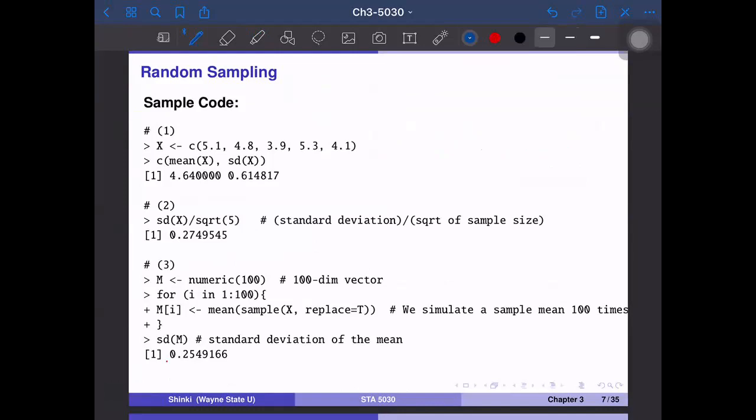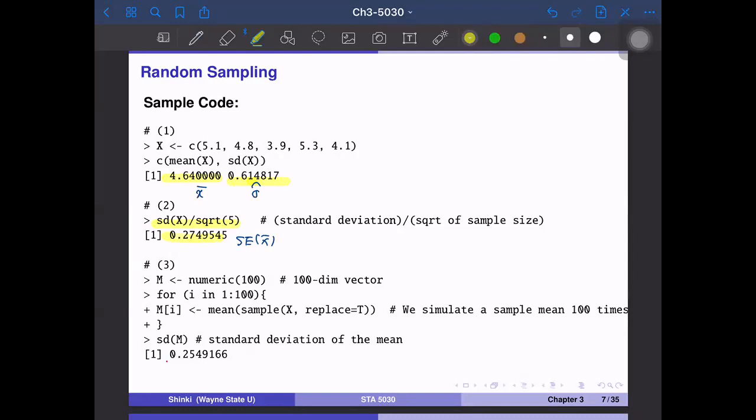Okay, so this is the sample R code for the sample mean, sample standard deviation, and the standard error of x bar theoretically and also by simulation. So x bar is here, and sigma hat is here, and theoretically, the estimated standard deviation of x is sigma hat, divided by square root of 5, that is the estimated standard error of x bar. So this is 0.274. And if we use simulation, then we can do it this way.